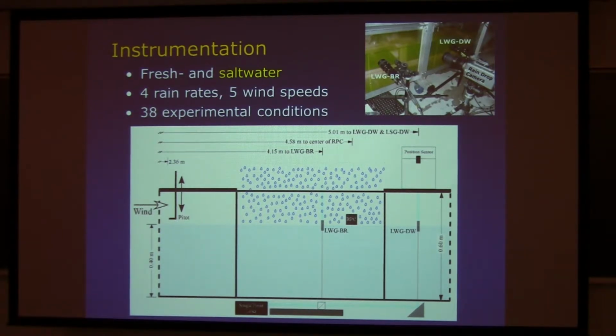A pitot tube is another instrument that really does not like to get wet. With this setup, we made measurements in both fresh and salt water using 4 rain rates and 5 wind speeds for a total of 38 experimental conditions, since we did not make measurements of flat water.